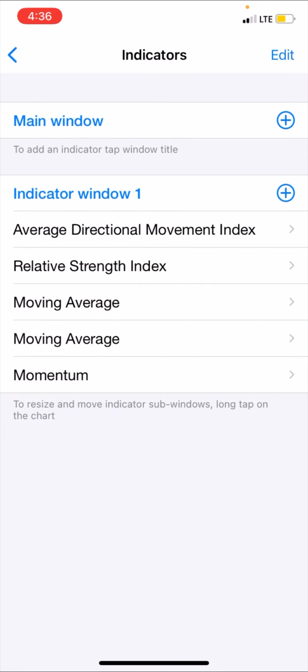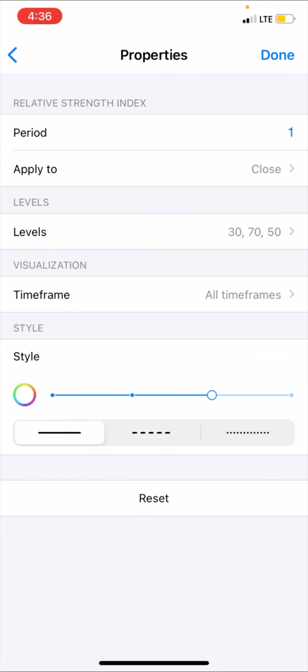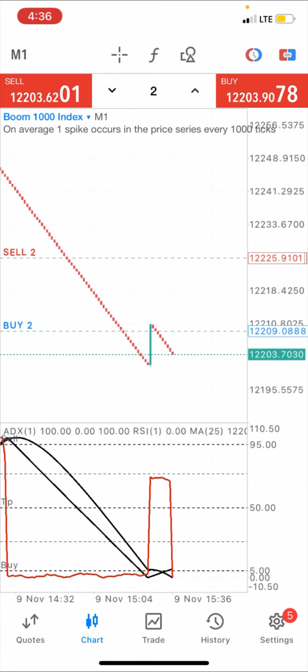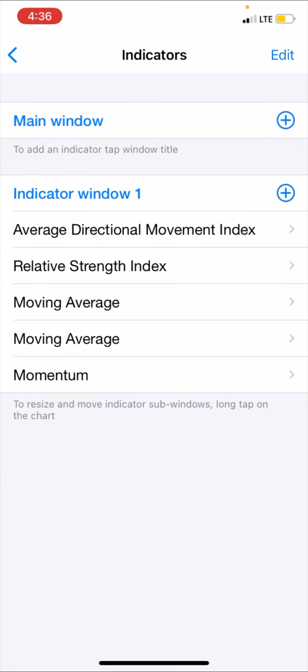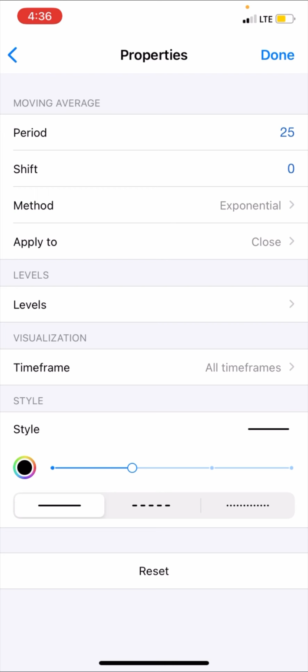And then the next one should be the relative strength index with the following settings. Quickly just take note of the settings and click done when you're done with that. And then the next thing should be the moving average. The first one should be period 25, shift 0, method exponential, apply to close. There are no levels needed. Time frame, you leave it at all time frames. Style should be black if you're using the white background, and white if you're using the black background. So you're done with this, you just simply click done.